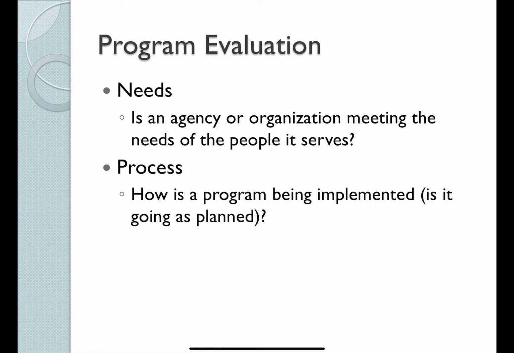So there's 4 key aspects to program evaluation. One thing programs need to know is the need. Is an agency or organization meeting the needs of the people it serves? When needs are unmet, is the program something that people actually need that they can't get anywhere else? Surveys are often a really effective tool for assessing needs. There's also questions about process. Is a program implemented the way it was planned? How is it being carried out? Often observational measures are really useful for this.